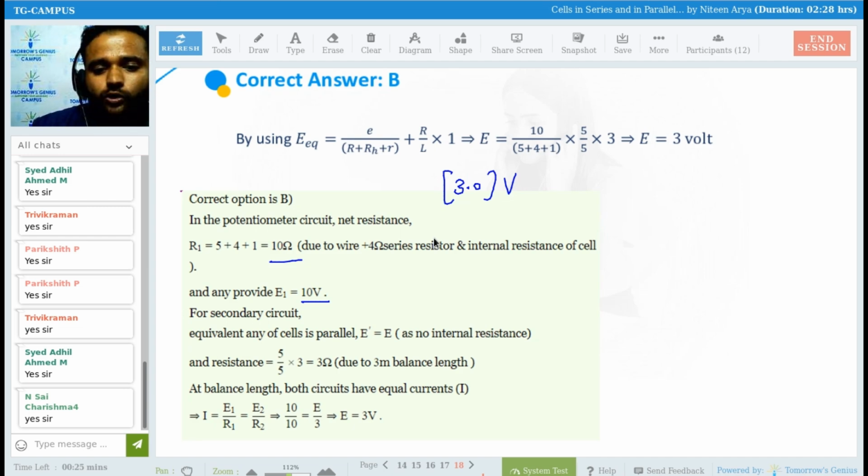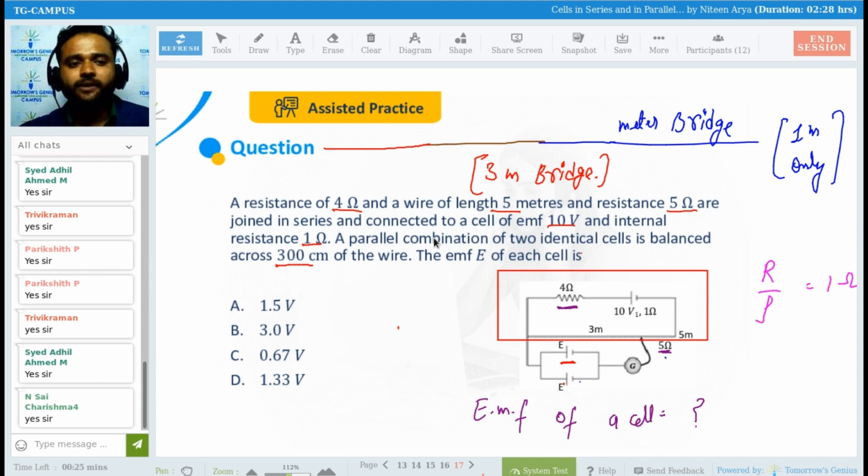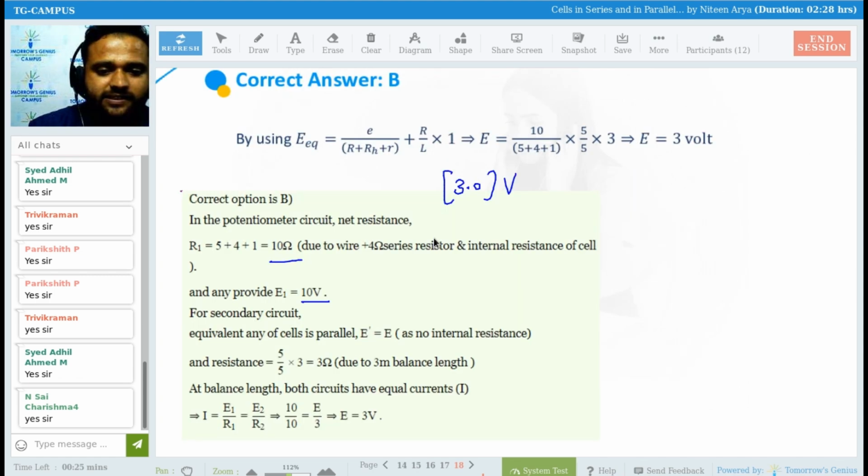What is the meaning of this? Due to the 3 meter balance length, the resistance of this whole 5 meter length is 5 ohm. So the 3 meter has 3 ohm, because the resistance per unit length is 1 ohm, since 5 meter length has 5 ohm resistance. So 1 meter length has 1 ohm. Then 3 meter has 3 ohm. As simple as that. Unitary method.